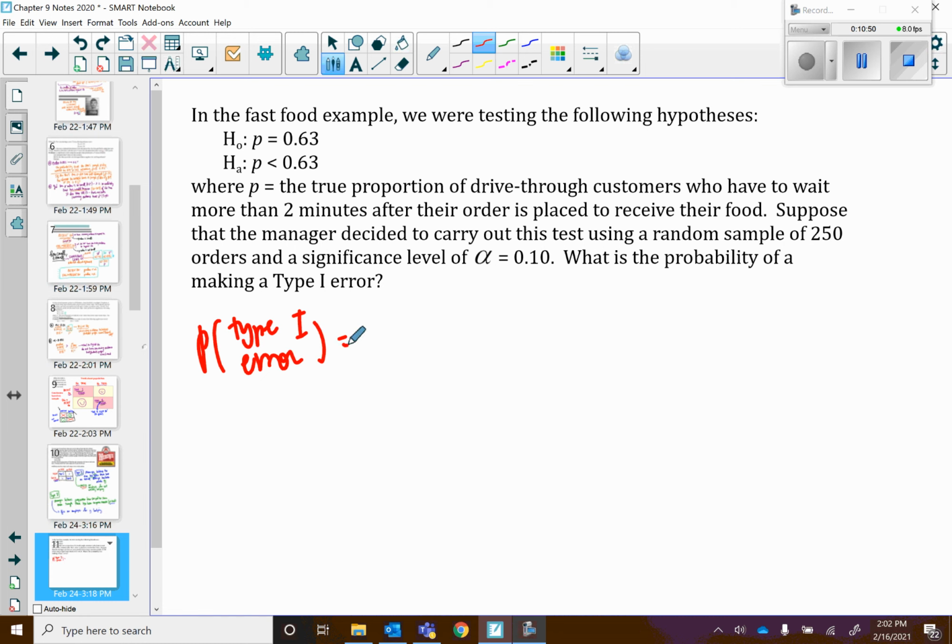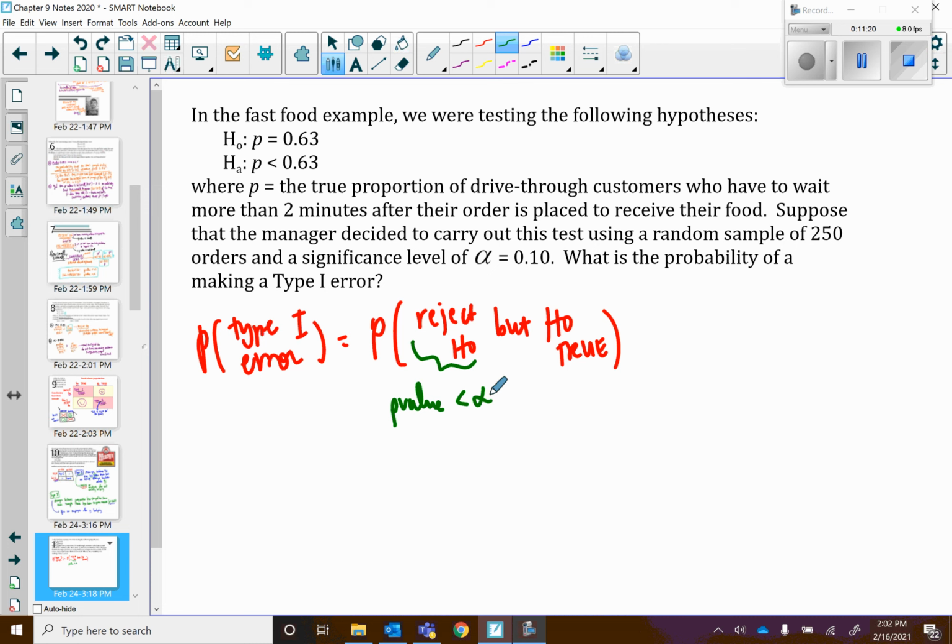Well, first let's remind ourselves, what does it mean to make a type 1 error? Making a type 1 error means I reject the null, but the null hypothesis is true. Okay, let's think about this. When do we reject our null hypothesis? We reject our null hypothesis when our p-value is less than our significance level. And in this case, we know our significance level. We are going to reject the null when the p-value is less than 0.10.